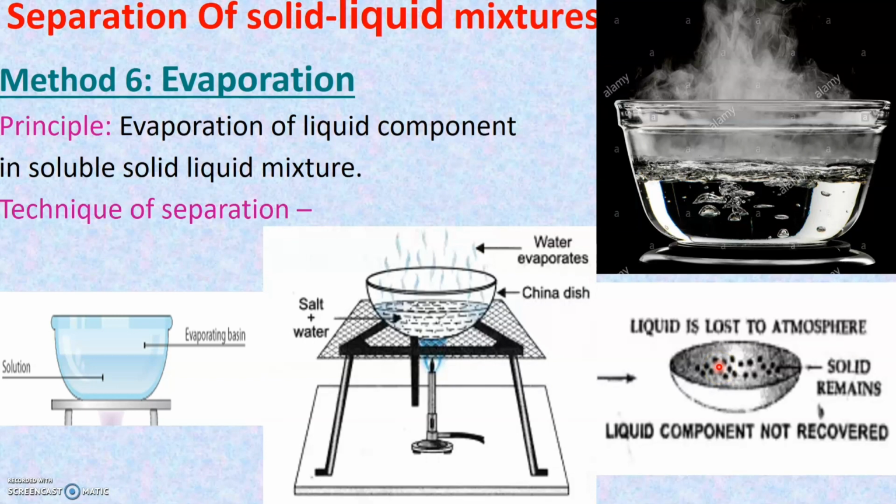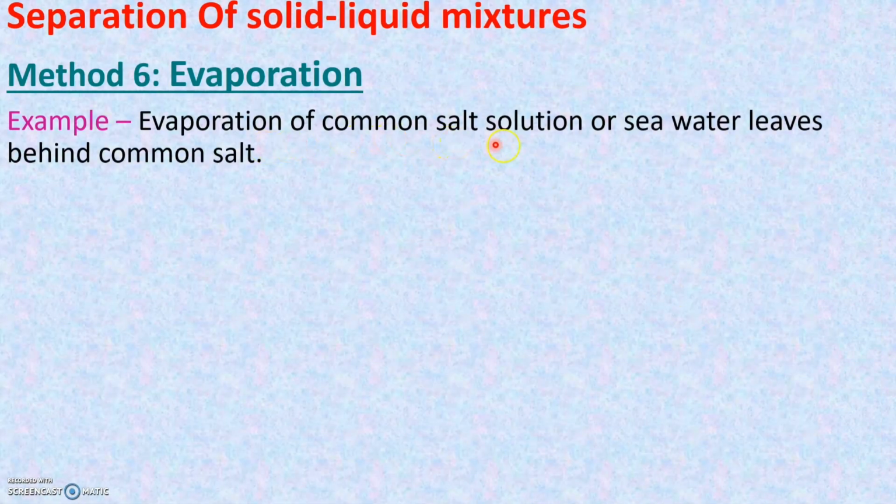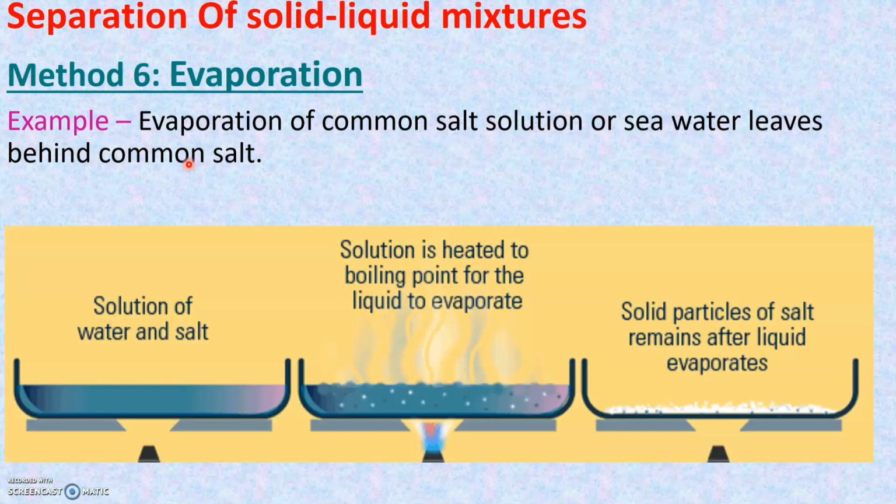Now let us see a very common example of evaporation. That is evaporation of common salt solution, or otherwise evaporation of seawater, which leaves behind common salt. Now let us see how it is done. As we have seen in the previous case, in this technique, the solution or otherwise this mixture is taken in this evaporating dish as you see here. Here we are taking a mixture of salt and water, which means it is a solution of salt and water, that is, salt is dissolved in water.